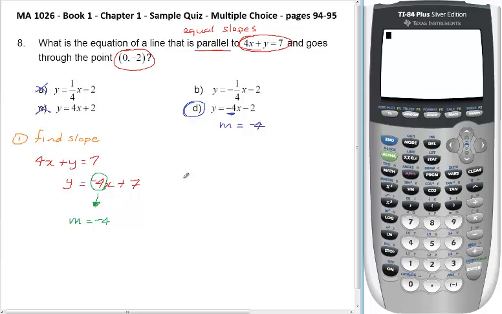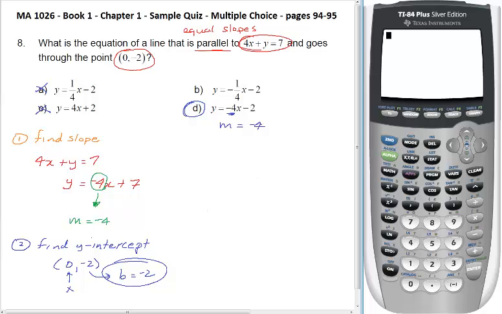However, let's say we did have two of those that had a slope of negative 4. Then you would have to go to the second step, which is find the y-intercept. Now, we're told it goes through the point 0, negative 2. Now when it's 0, negative 2, if it's a 0 on the x, then this is the y-intercept. So this means that b is negative 2.